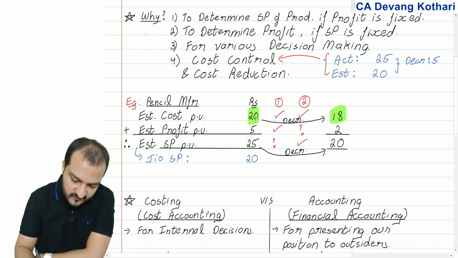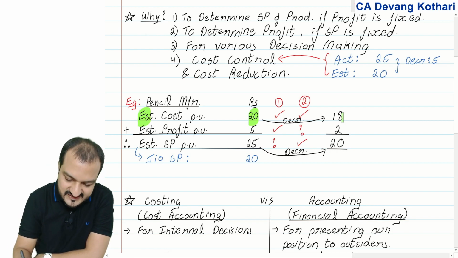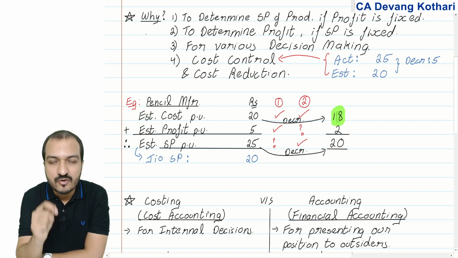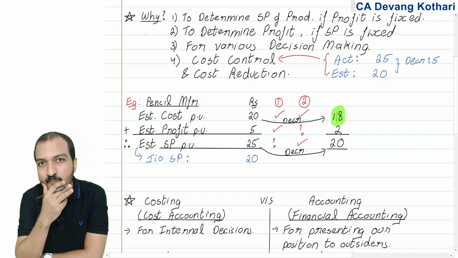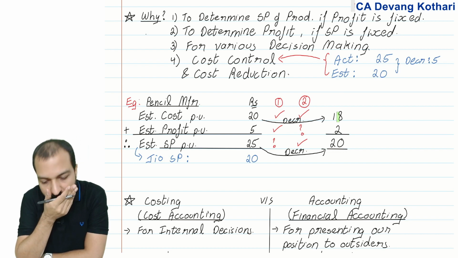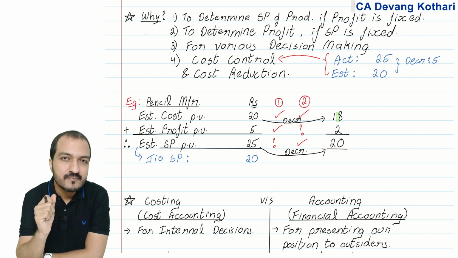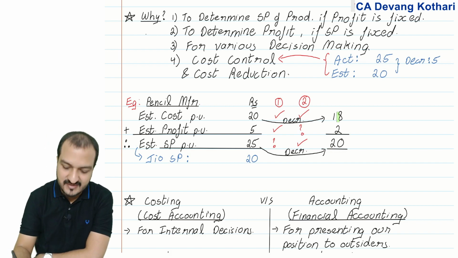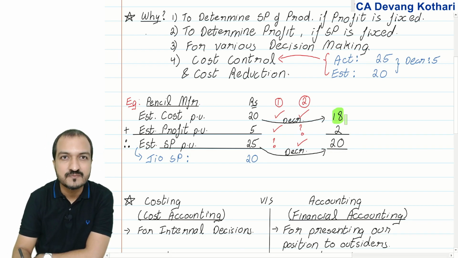Now tell me, what was this 20? This 20 was the estimated cost. What is 18? Is that estimate or is that actual? Come on, tell me, what is this 18? Is that estimate or is that actual?